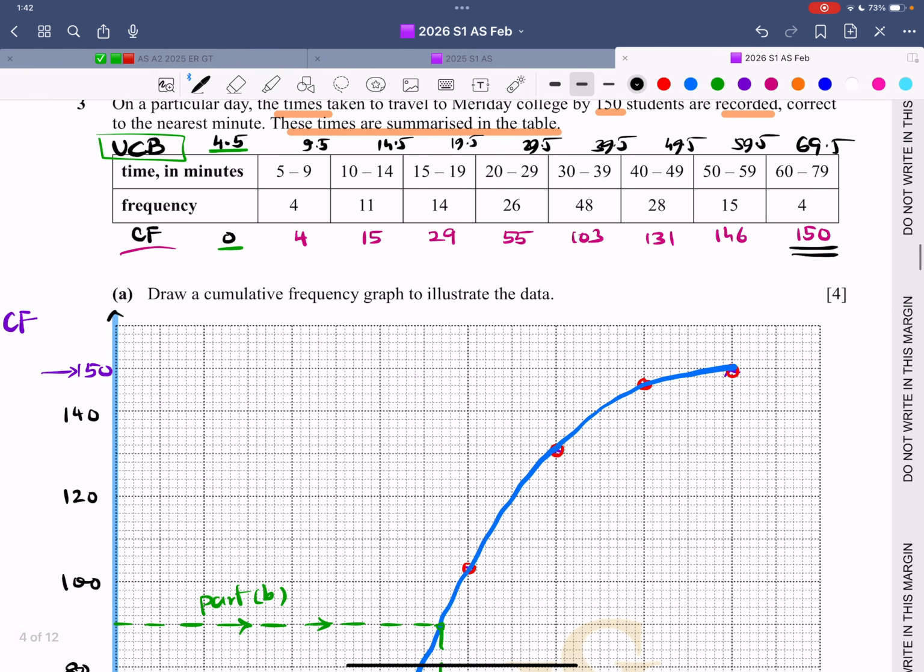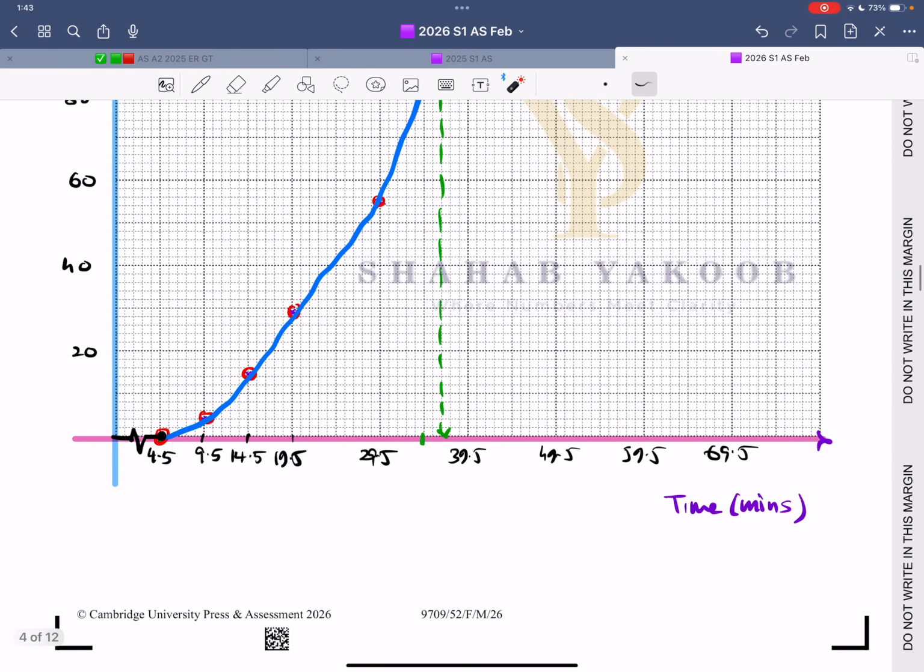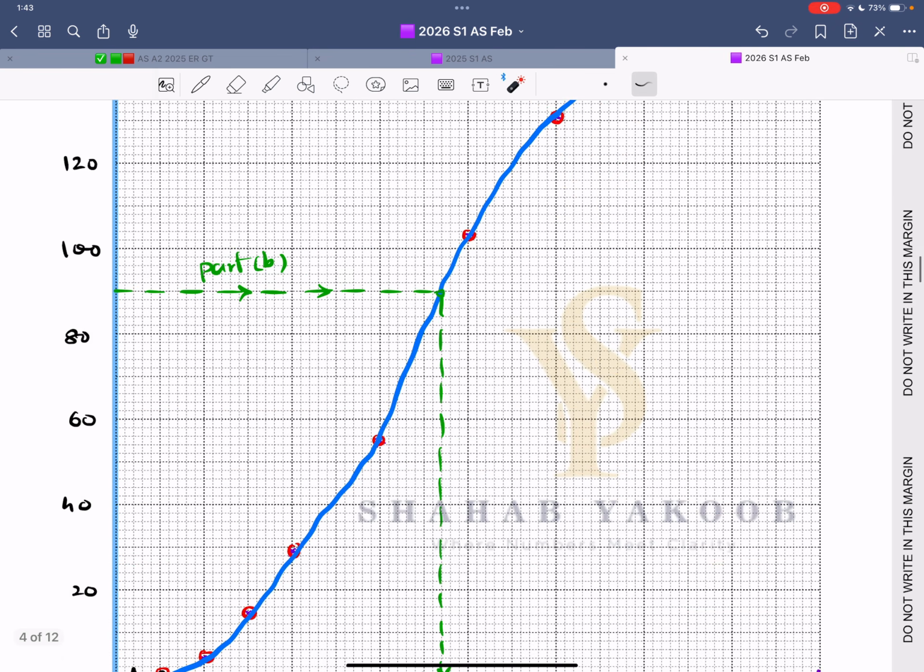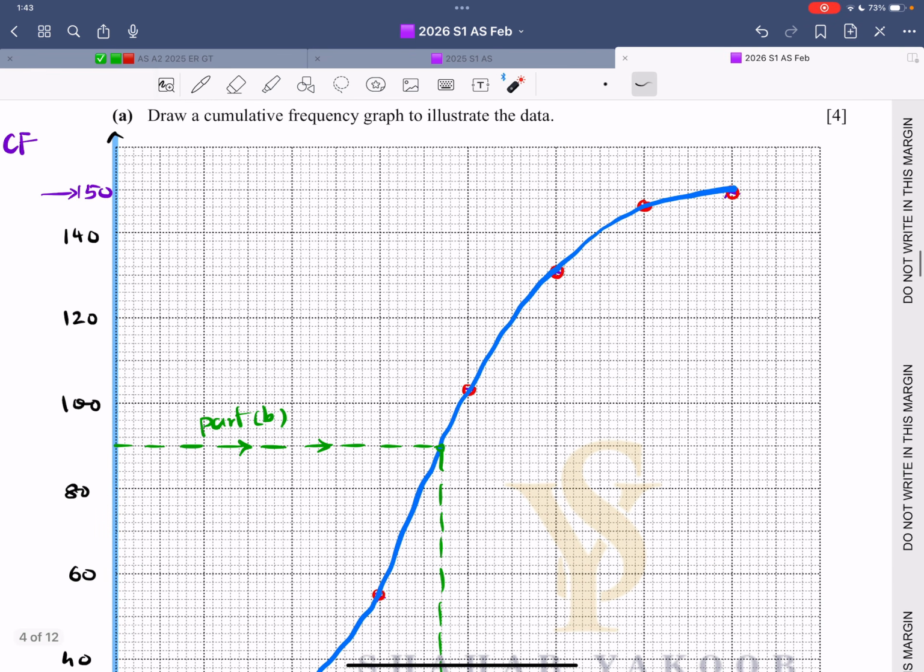So draw a CF curve to illustrate the data. Just plot the points. Be very, very careful. Choose a nice scale. There is a lot of space over here. Also, this is a gap of 20. By mistake, if I write 160 over here, that's no issue. But keep in mind, this ends at 150. So the calculation will be based on 150.